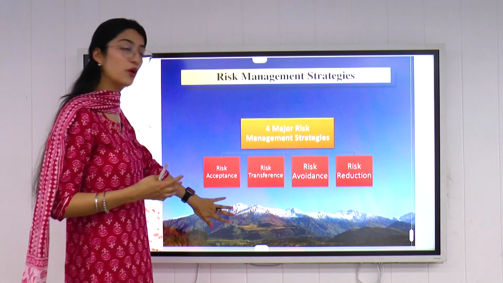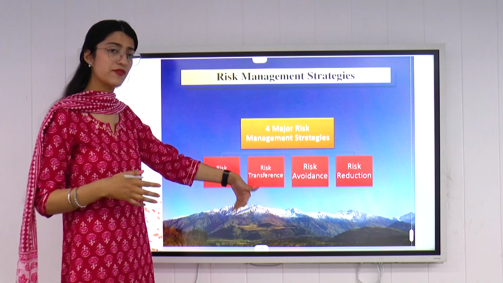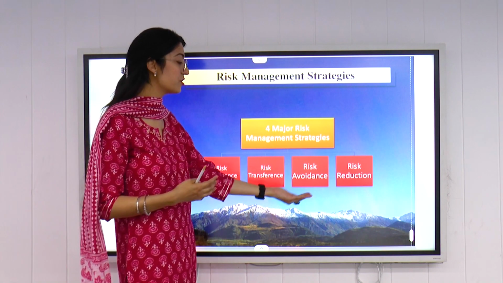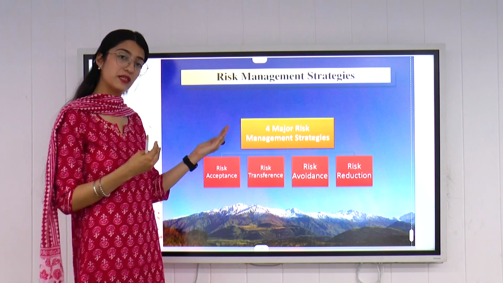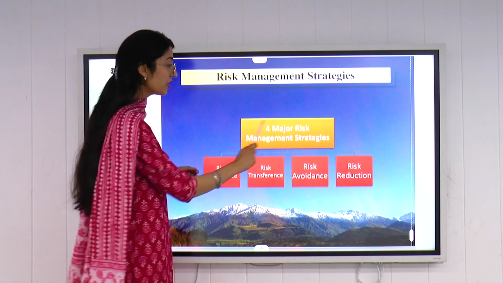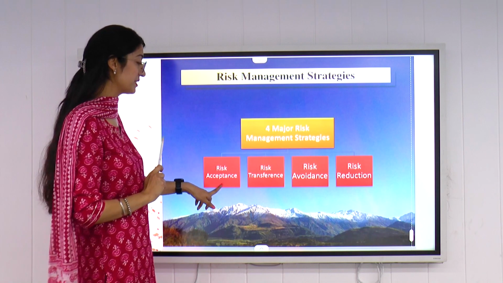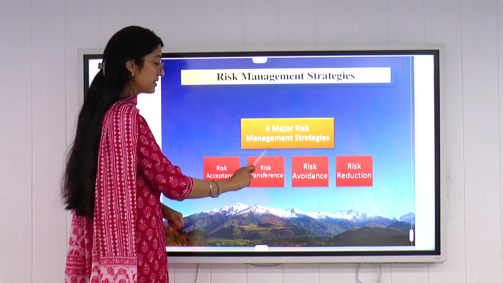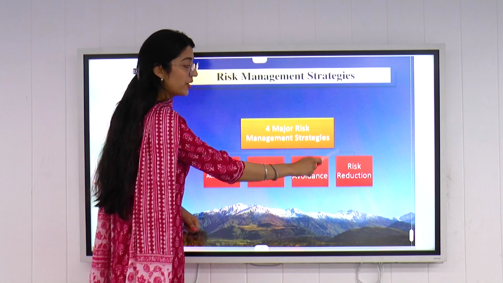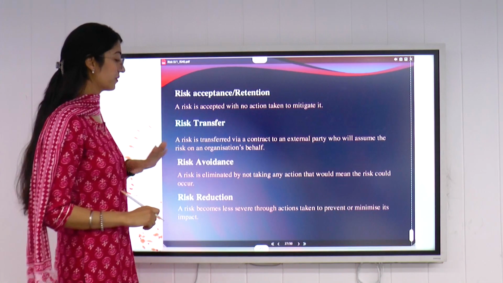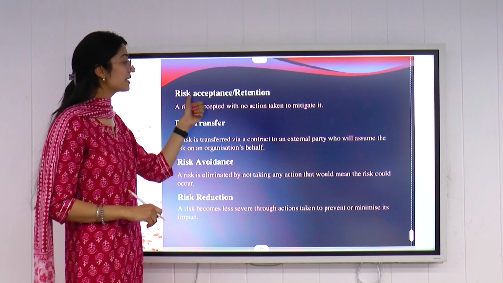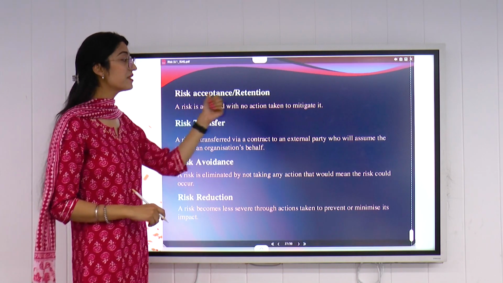We have four major categories. We have more than four also, but the major chunk is the four where we manage our risk, and the one we have discussed is insurance. Now the four major risk management strategies are risk acceptance, risk transference, risk avoidance, and risk reduction. Now, these are very important. Risk acceptance, or we can say risk retention.